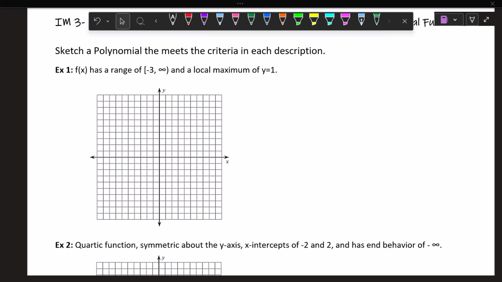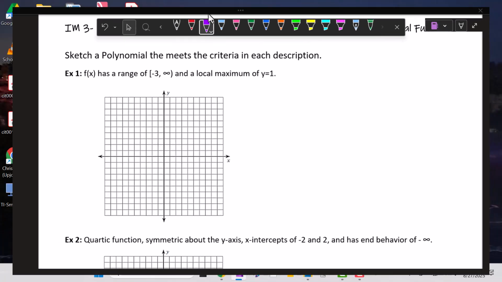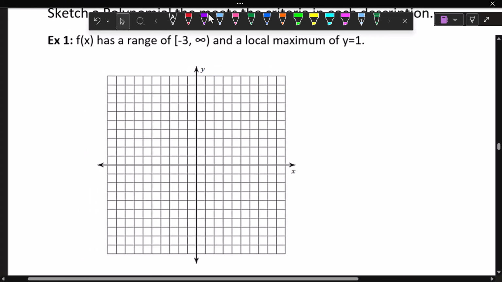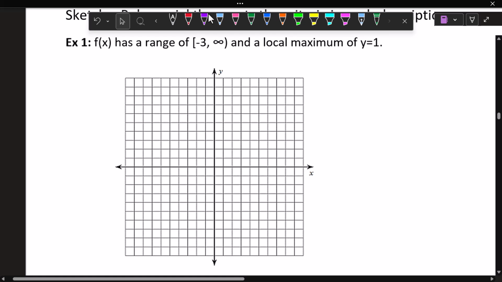Now, the last part of section 2.1, a little bit more challenging. You have to sketch a polynomial that meets the criteria that is listed. So you just start by marking on diagrams and trying to get all the criteria met. So f of x has a range of -3 to infinity. So we don't go lower than that, and we do go up forever.